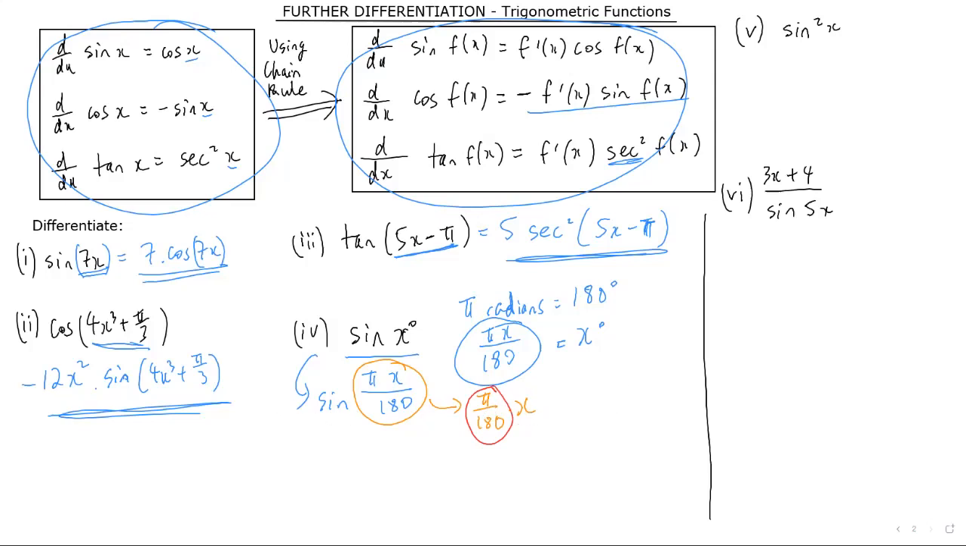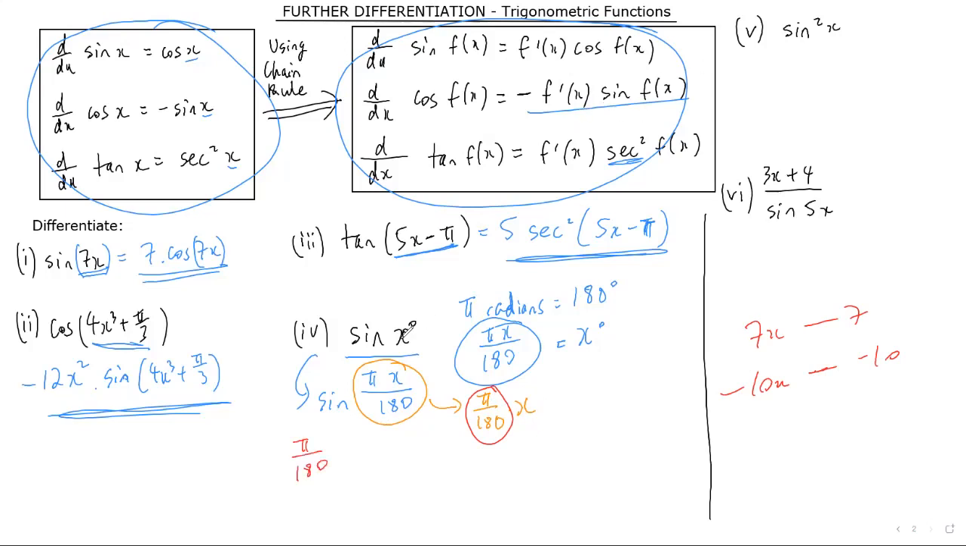So remember, if we derive a number, that's the coefficient of x. If we derive any coefficient of x, it becomes the coefficient. So if we derive 7x, it's 7. If we write minus 10x, it's minus 10, right? So in this case, if we're deriving pi over 180 x, then it should be pi over 180.